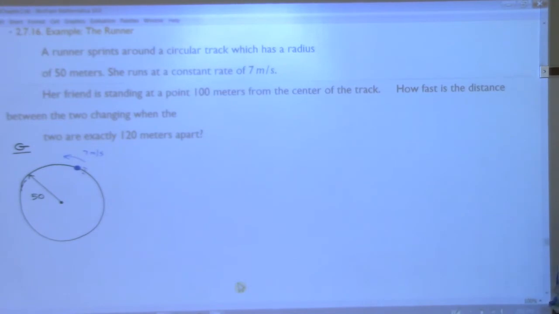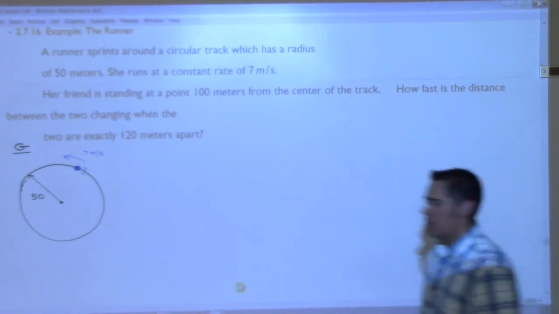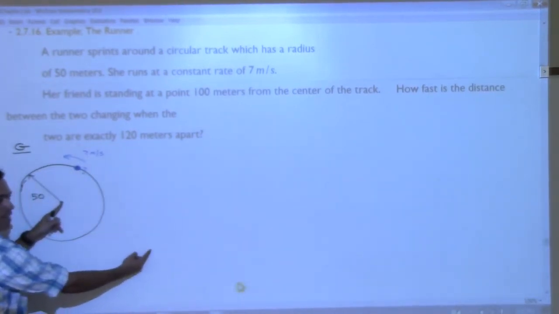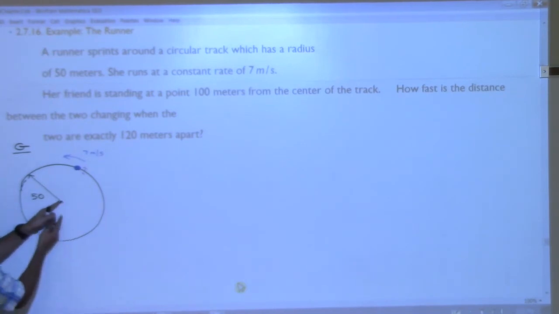At any point 100 meters from the center of the track, I can put that anywhere, can't I? So if this is 50 meters, I could put it another 50 meters. Her friend could be standing here, right? Or I could go out 50 this way and then go another 50. It could be here, right?